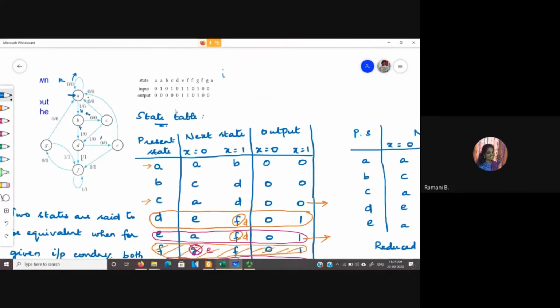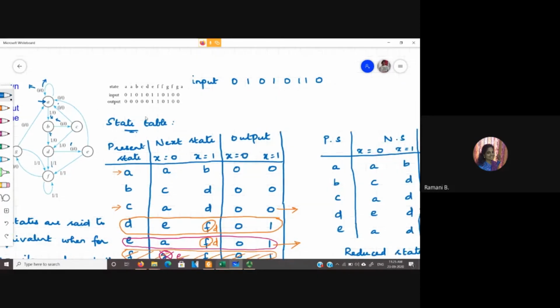You are given an input sequence. Let us have the same thing: 0, 1, 0, 1, 0, 1, 1, 0, 1, 0, 0. Let us consider this to be our input sequence.